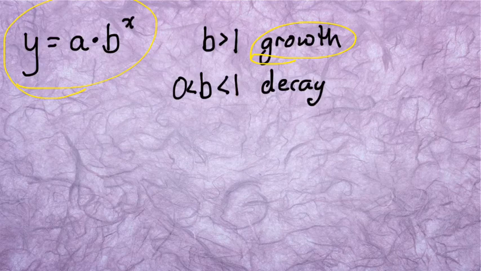Decay is what you have with radioactive decay or a population loss of something. So if you're looking at the loss of a species over time, that's also something that can be tracked through decay. And for decay, the b needs to be between 0 and 1. B is never negative. The thing that we're raising to a power, we are not working with it being negative.